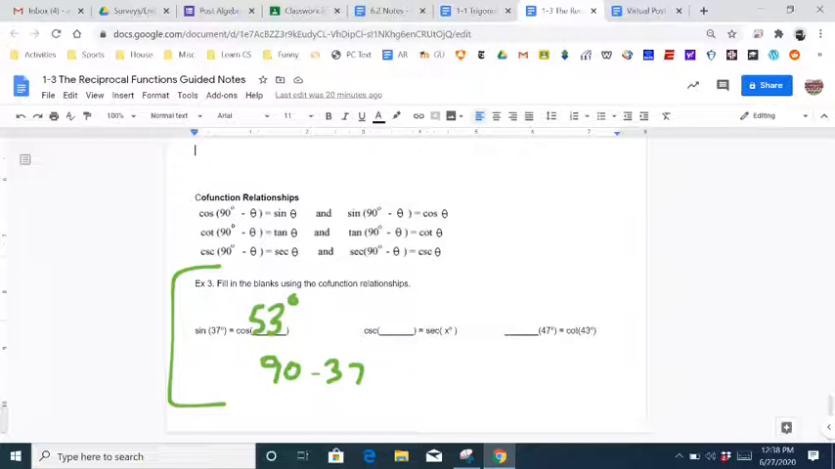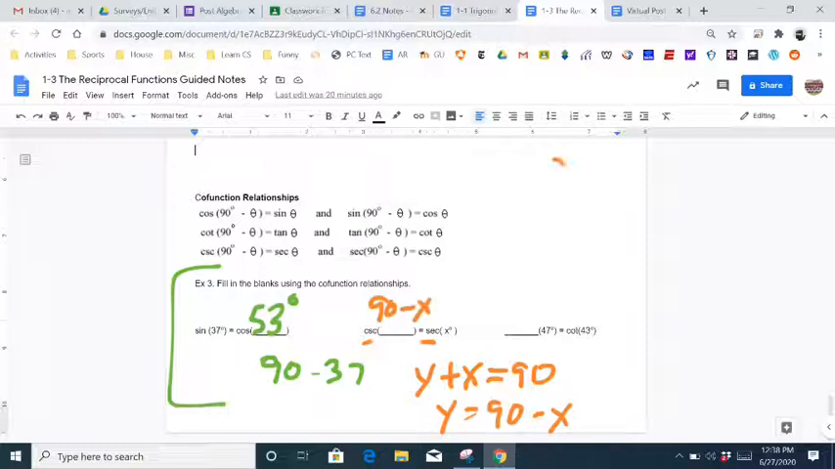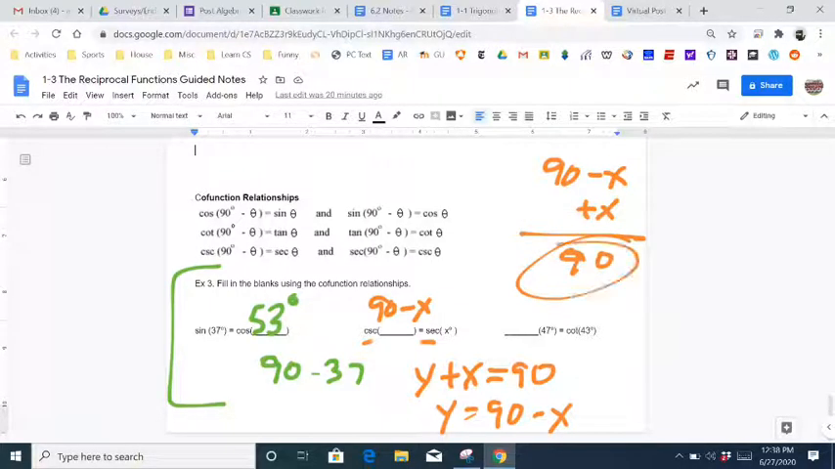With the next example, we have cosecant and secant, so they're cofunctions. Whatever I put here, I'll call it y, has to add to x to equal 90. If we isolate y, we get that y is equal to 90 minus x. So that's what I'll write in here, 90 minus x. You can check that they're complementary by doing 90 minus x plus x and see that no matter what x is, their sum is 90 degrees.